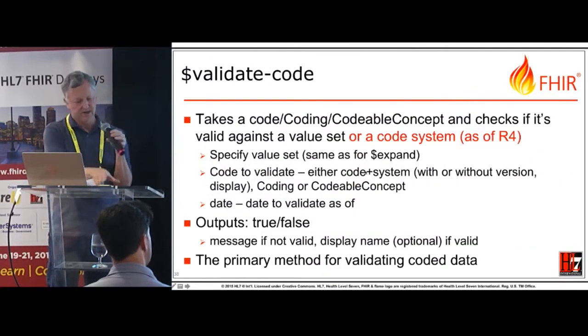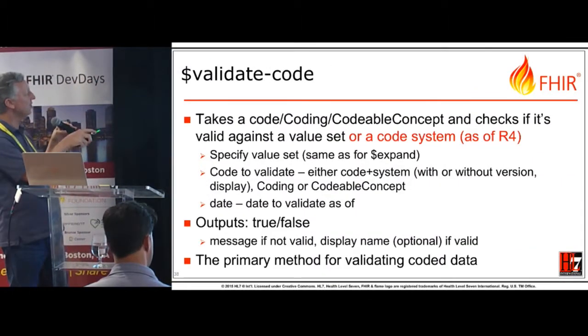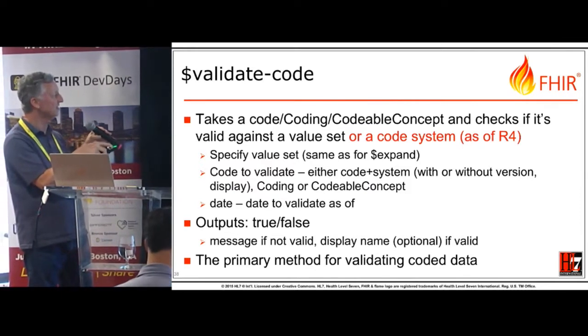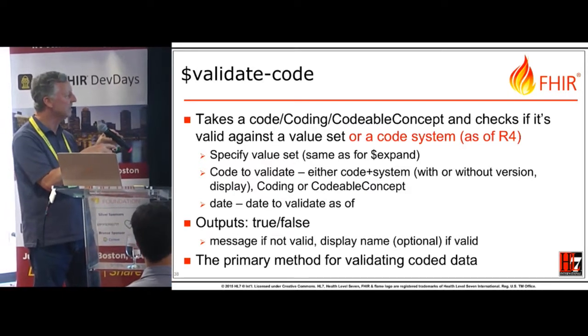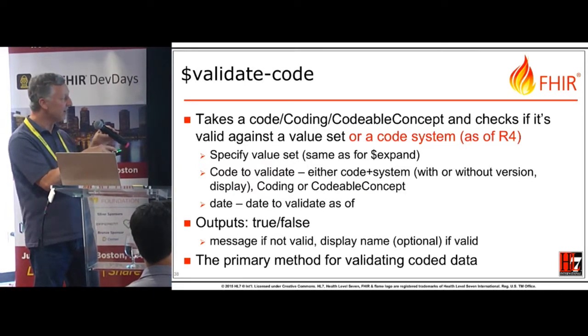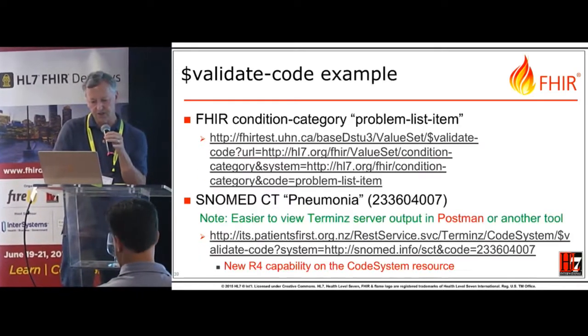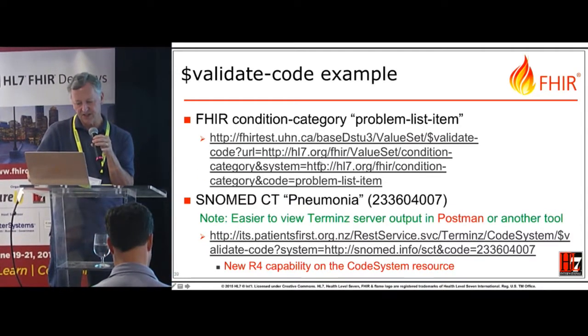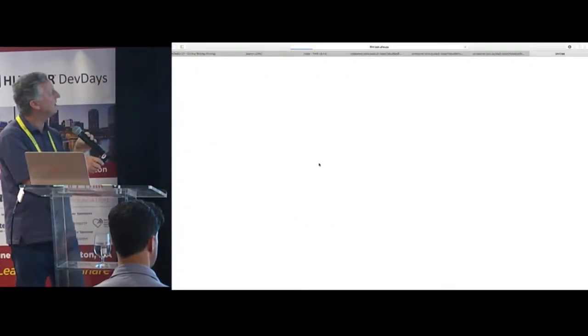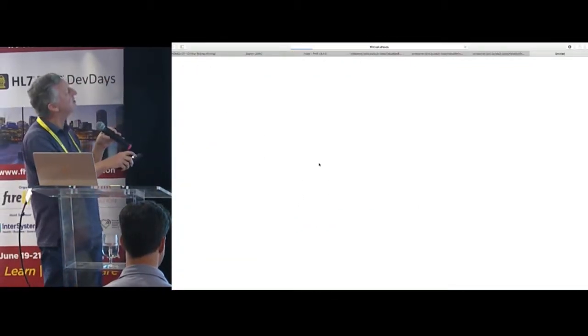And so validate code is basically saying, do I have this code and is it going to be valid? It's valid against a value set. That's at least the first place to look at it. But we also now have that same capability on a CodeSystem. And I'll just hit this real quickly too. But I didn't even give you a chance to look at the URL.